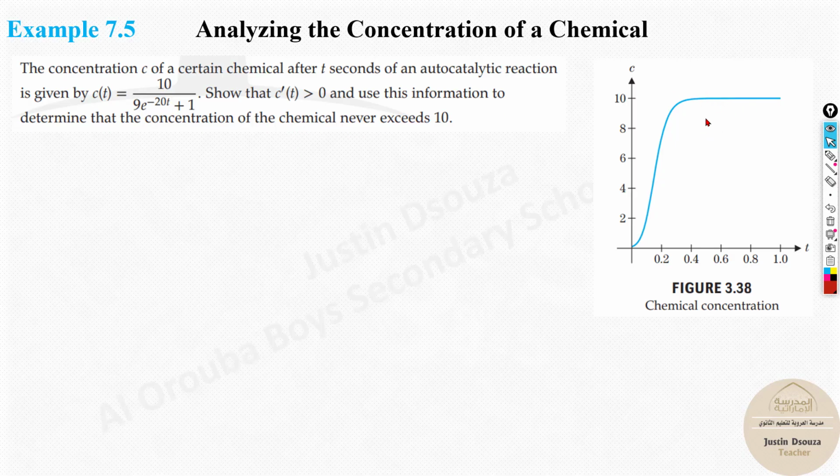Okay, there's a lot of things. Let's do it one by one. First, we need to derive this. They have told to show that this is greater than 0, right?